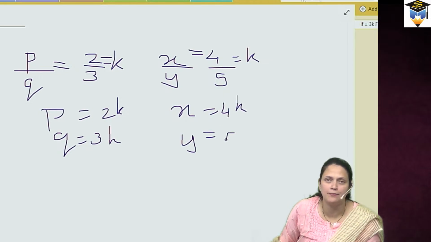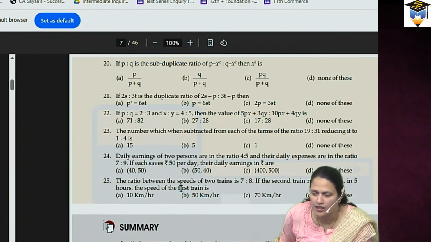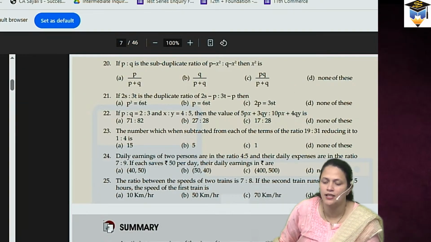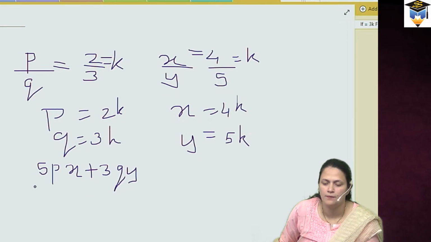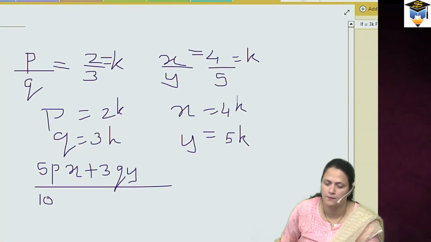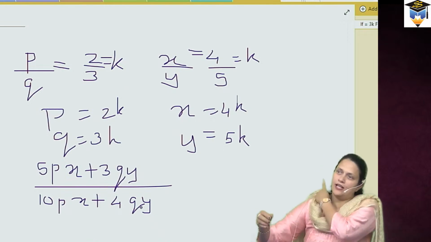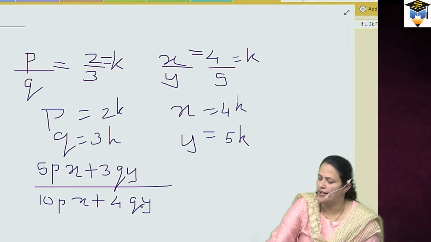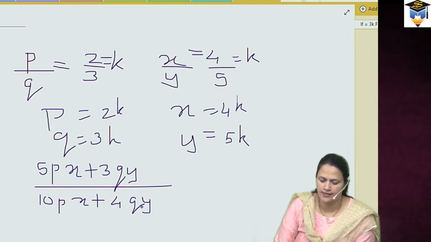We are solving example number 22 from exercise 1A. So if you see the equation that is given to us, 5px plus 3qy upon 10px plus 4qy. Now you have to just substitute the values and solve and find out the ratio. Okay, so please find out, everyone. Tell me the answer that you will get.